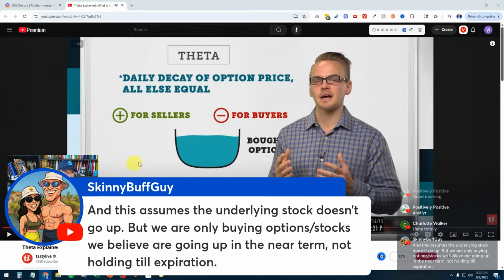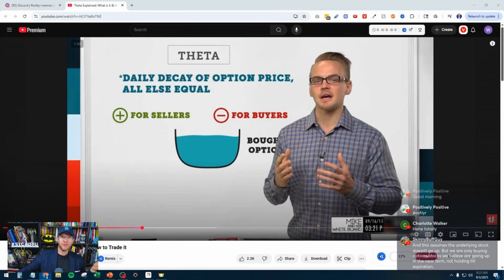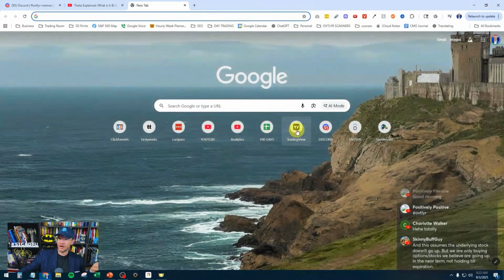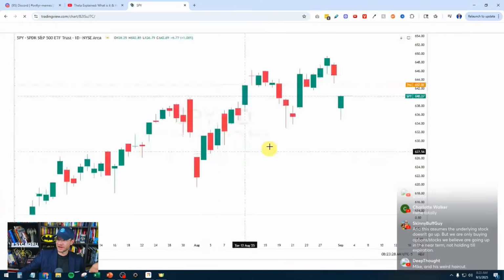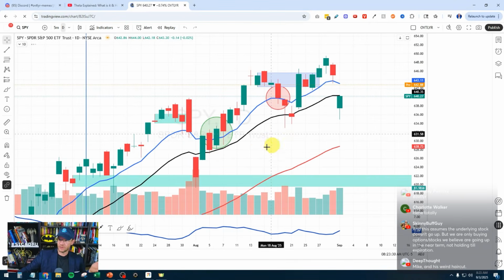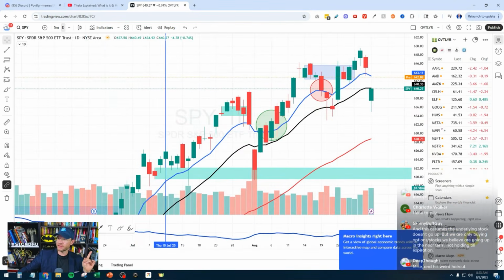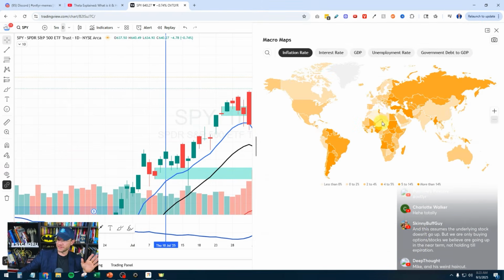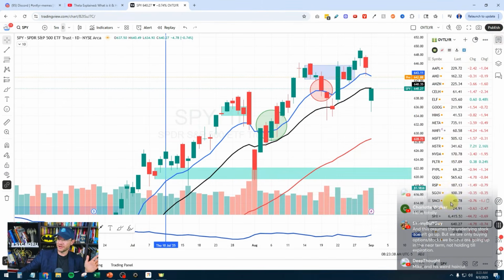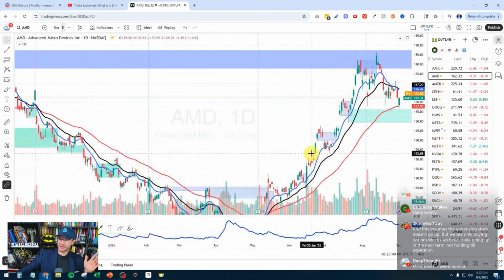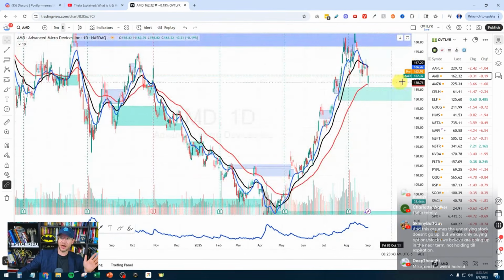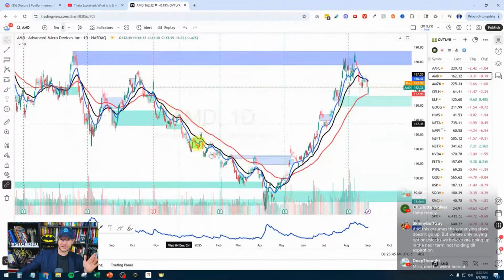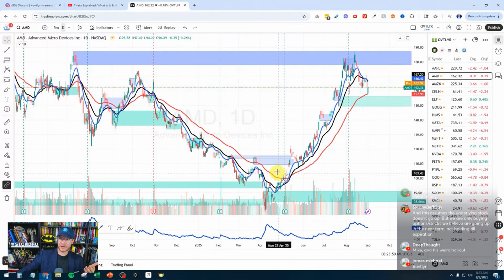Boom. Skinny buff guy, he literally just said that. All else being equal, if the price of the stock doesn't change, well, why are you buying the calls anyway? Or if it's in a downtrend, why are you buying the calls if the price of the stock is going down? Right? You want to be buying options as the price is crashing up, not as the price of the option is crashing down. Okay? Buy stocks as they're crashing up, not as they're crashing down.